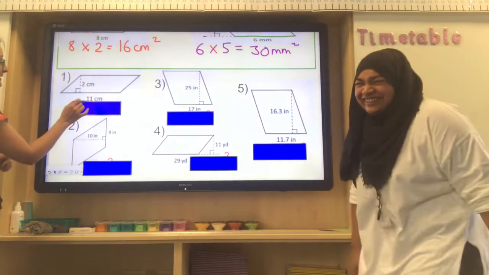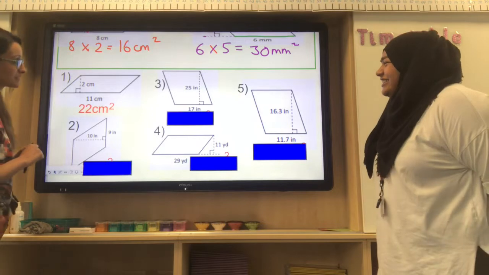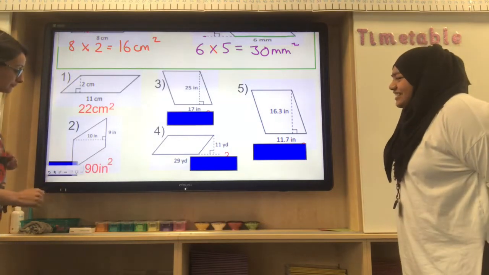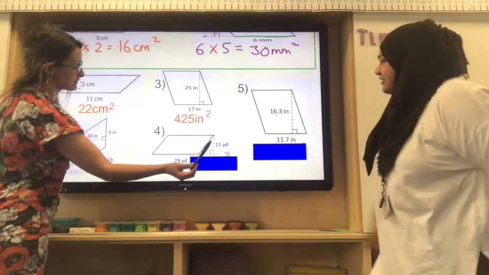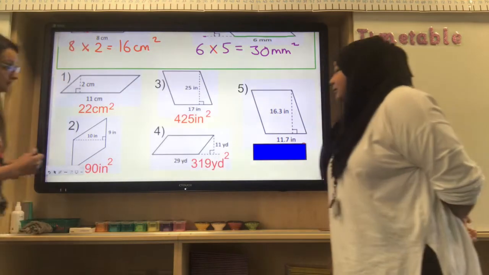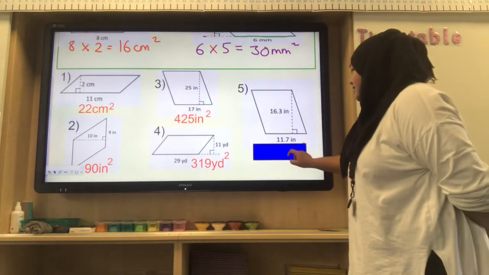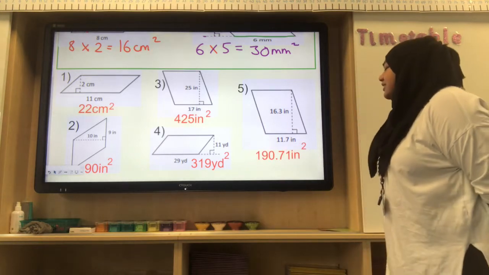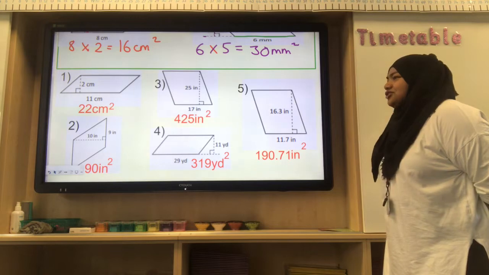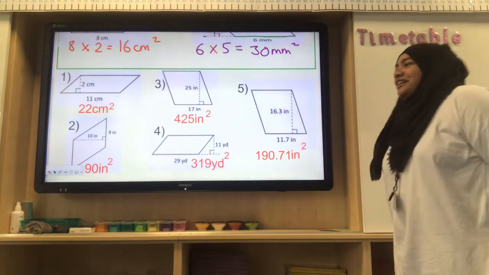I know. Right, number 1, your final answer was 22 centimetres squared. Number 2 was 90 inches squared. Number 3 was 425 inches squared. Number 4, 319 yards squared. And number 5, we had 2 decimal numbers, so 190.71 inches squared. Okay, cool.